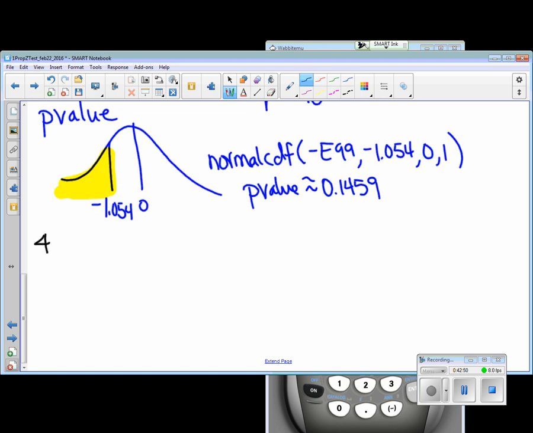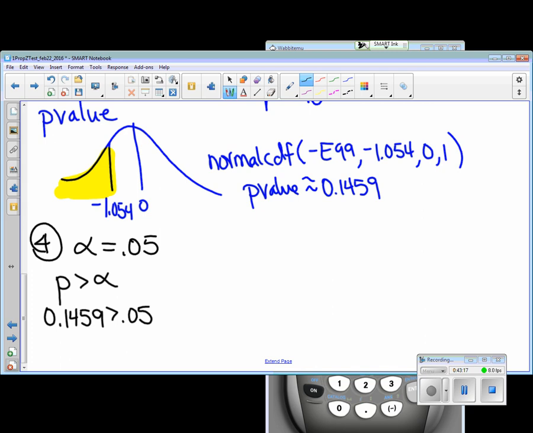So for our last step, since there wasn't one stated in the problem, we'll just assume it to be 0.05, kind of like a 95% confidence interval. So we're going to compare our p-value. It happens to be bigger than alpha, because 0.1459 is bigger than 0.05. So I have my mathematical sentence. What now? We can't reject the null. It's too big. It's not less than. So darn it. We're going to have to fail to reject the null again.